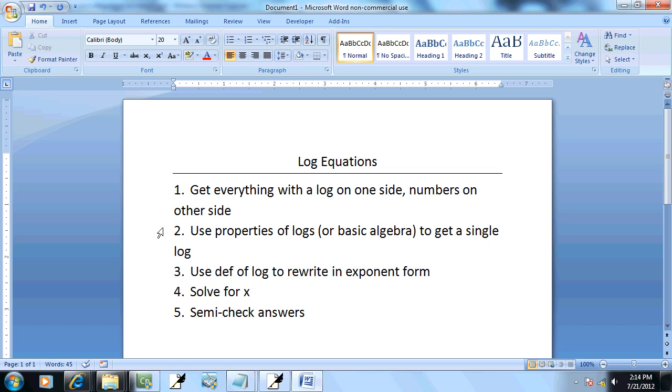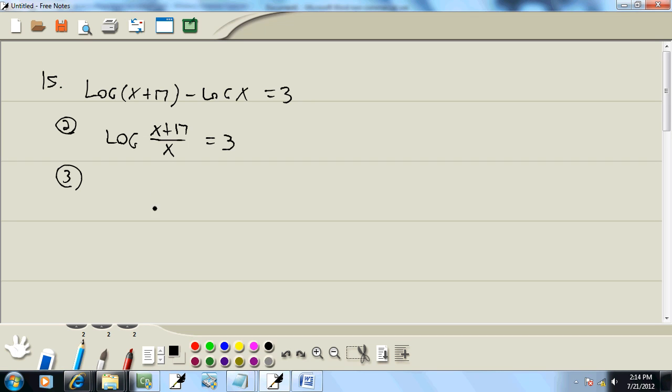Now step 3, use the definition of log to rewrite in exponent form. Now if you just have log here, this is by default base 10. That's your base. Now the definition of log says to rewrite this in exponent form, we take our base, which in this problem is 10, to the power of the other side, so 10 to the third equals what follows our log.